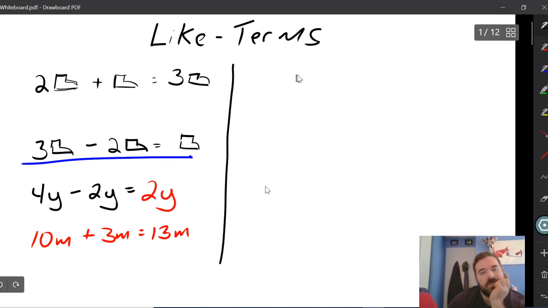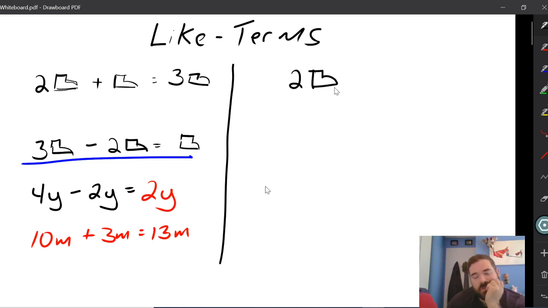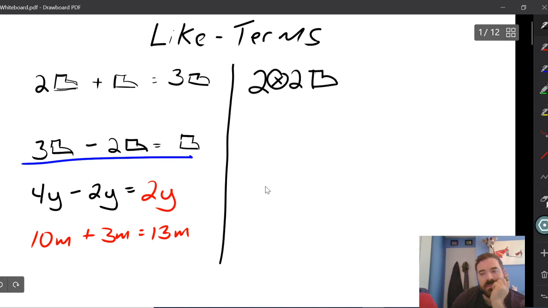So let's go back to talking about shoes. So I have 2 shoes, and that's not enough shoes. So I'm going to double the number of shoes that I have. So I'm going to multiply the number of shoes that I have by 2. And instead of writing x, because we don't like to write multiplication symbols like this in algebra because it gets confused with x, we like to use dots instead.